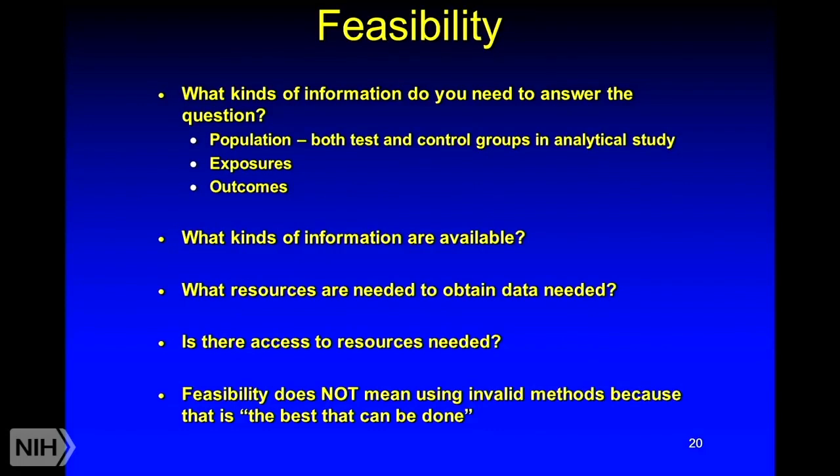So now we're trying to collaborate with other hospitals to try to pool our data with theirs to be able to address that question. So what resources do you need to obtain the data? Is this stuff that's already available in medical charts, or are you going to need to go out and get that information? And even if the information exists, do you have access to it, or can you get access to it? And again, just to reinforce, feasibility doesn't mean using invalid methods because, well, that's all I can get around to doing.